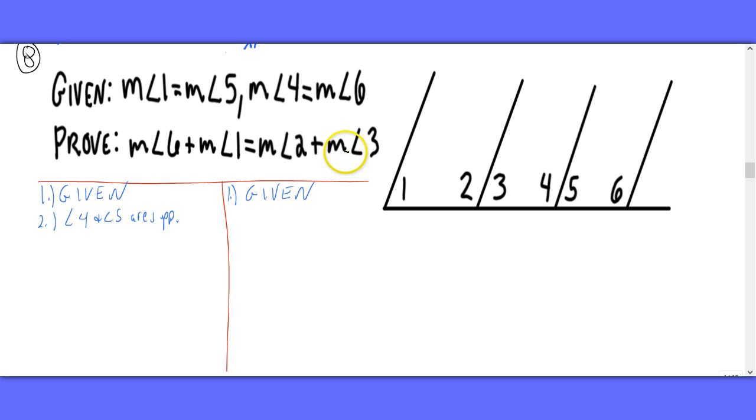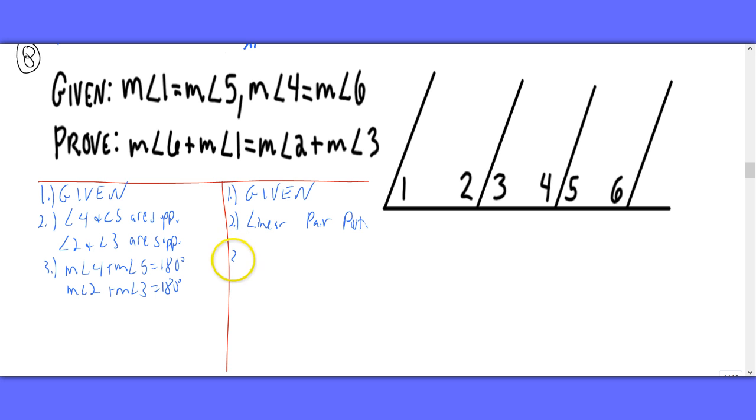On the right side of the equation, it says measure of 2 plus measure of 3. Well, they do form a linear pair, so I can say angle 2 and angle 3 are supplements. And the reason for this is the linear pair postulate. Like the last time, supplement means 180 degrees, so I could say the measure of 4 plus the measure of 5 equals 180 degrees, and the measure of 2 plus the measure of 3 equals 180 degrees. Supplements means 180 degrees, 180 degrees means supplements. This is the definition of supplements.